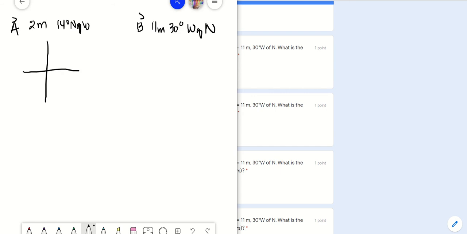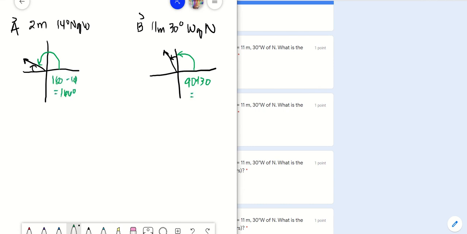So, if this is your quadrant, if we draw north of west it is here, and west of north is here. Okay? In terms of standard position, this is 90 plus 30, while this one is 180 minus 14. So you'll be getting 166 degrees for vector A, and this is 120 degrees in standard position for vector B.